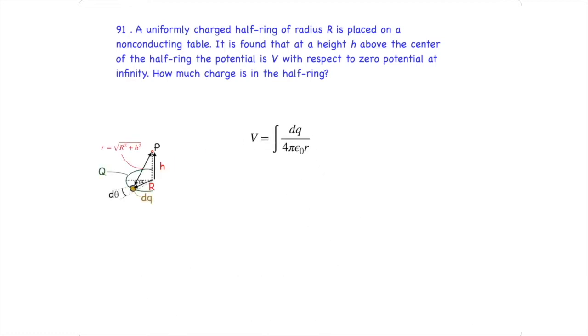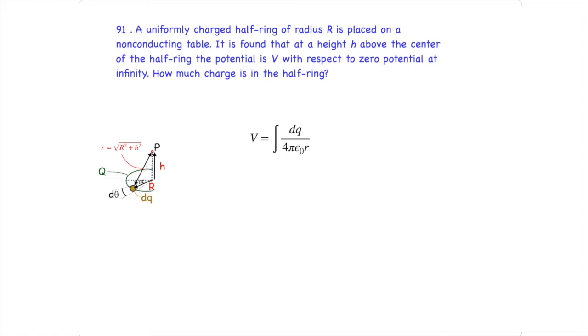Here's a diagram showing a half ring on a horizontal surface with a point P located at height h above the surface. We have identified a small bit of charge dq, which is the charge that is in the equation. The meaning of r in the equation is the distance from the charge dq to the point P, where we have the electric potential V.